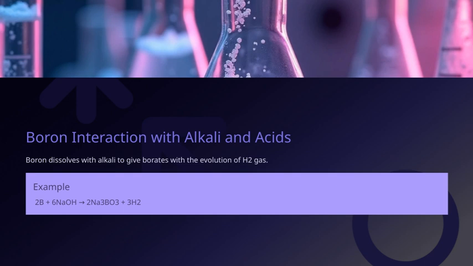This example highlights how boron dissolves with alkali, forming stable borate compounds. It's important to note that such reactions are fundamental in understanding how boron behaves in basic solutions. Overall, this interaction underscores boron's versatility and its ability to form various compounds when reacting with different substances, which ties into our broader theme of boron's chemical behavior.